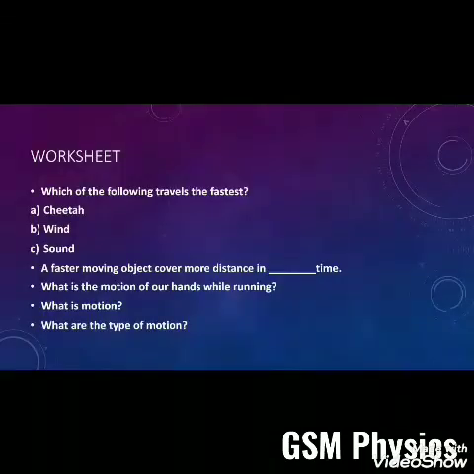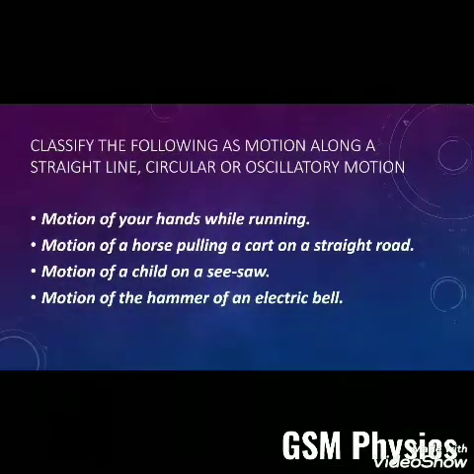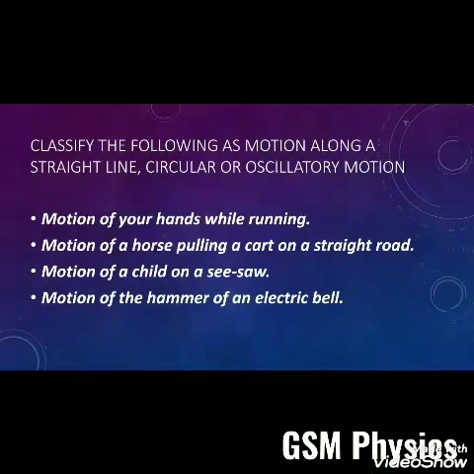Then, we are going to do a worksheet. First, which of the following travels the fastest? A. Cheetah. B. Wind. C. Sound. Second, a faster moving object covers more distance in less time. Third, what is the motion of our hand while running? Fourth, what is motion? Fifth, what are the types of motion? Classify the following as motion along a straight line, circular motion or oscillatory motion. Read and classify the following.